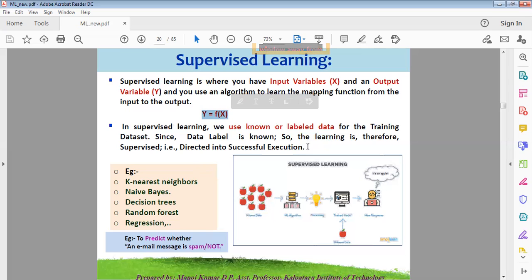In supervised learning, we use labeled data for the training data set. Since the data label is known, the algorithm is okay. So here we are going with the first one. Go for the diagram. Data is given. So data in the sense input variable and output variable are also given. So that is fit for the machine learning algorithms.